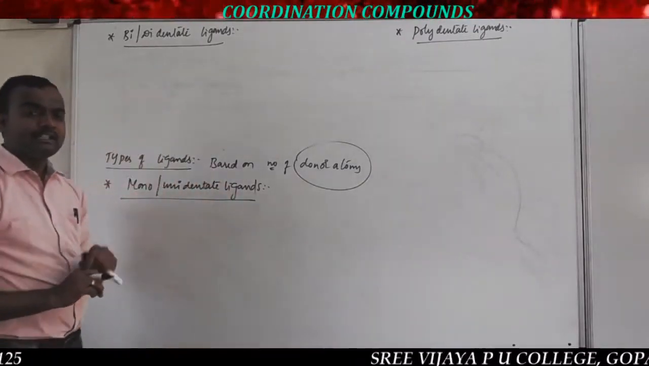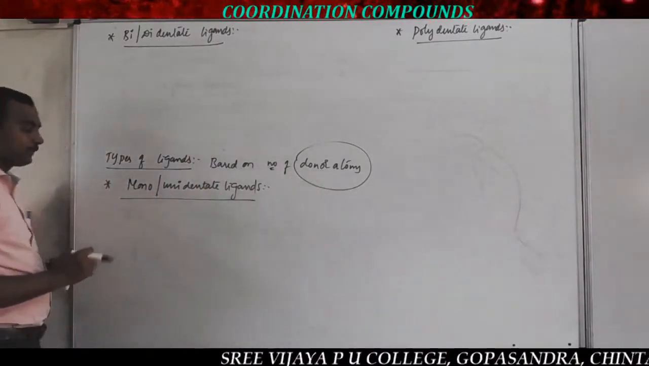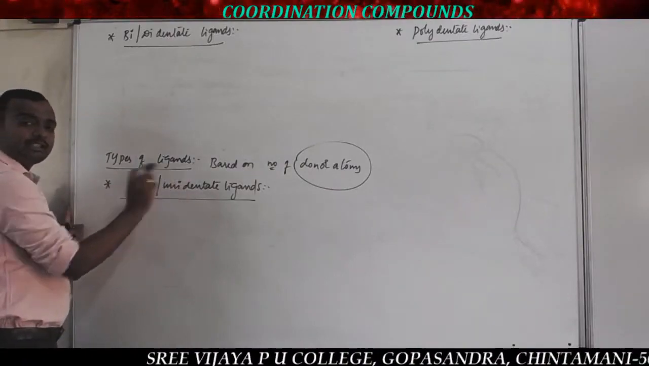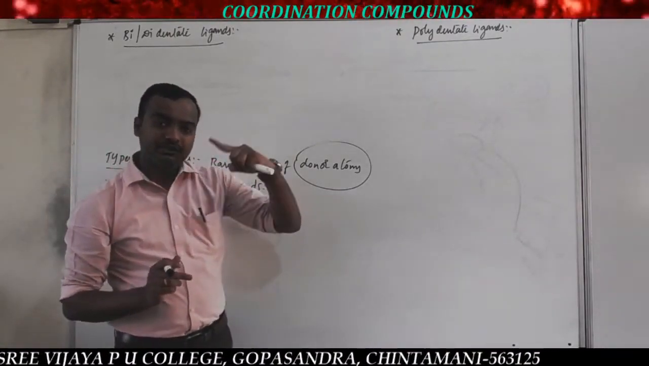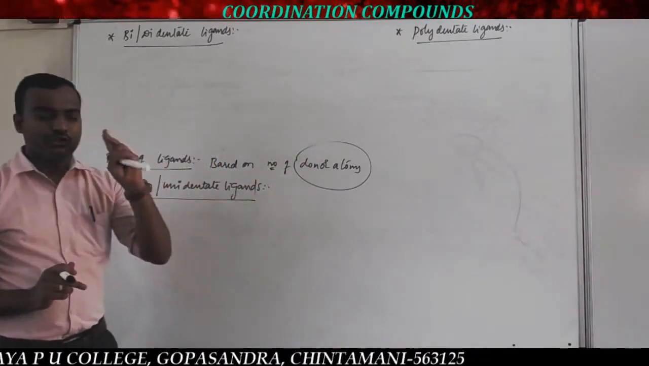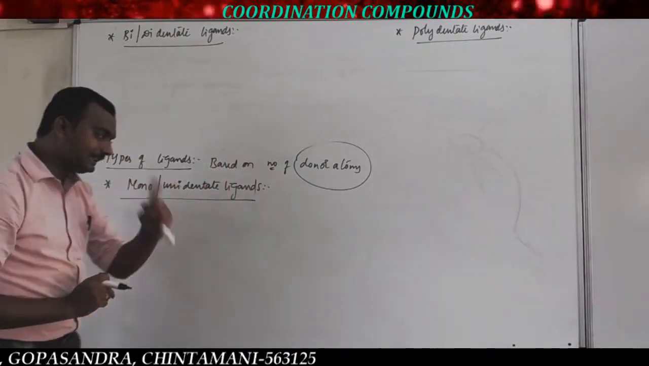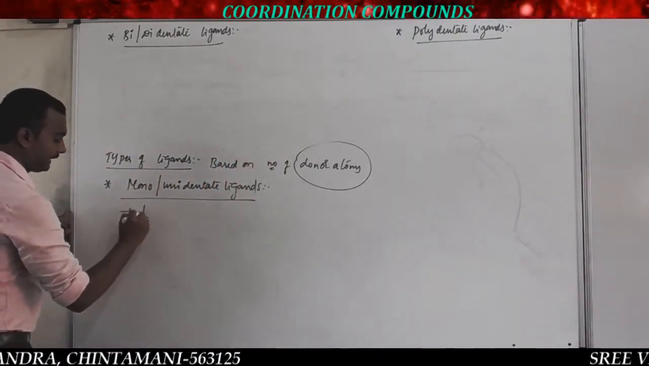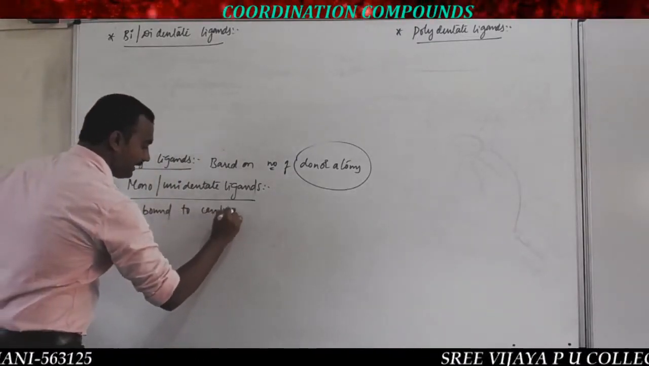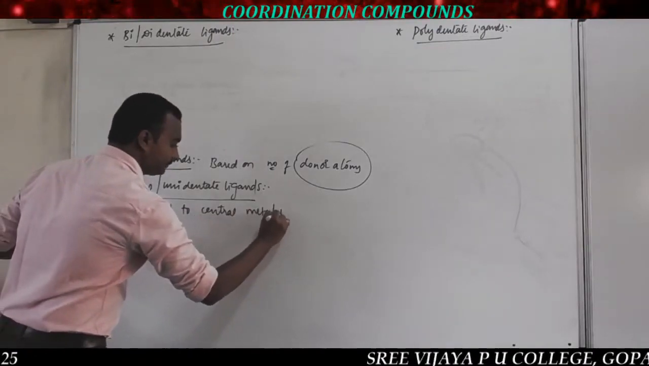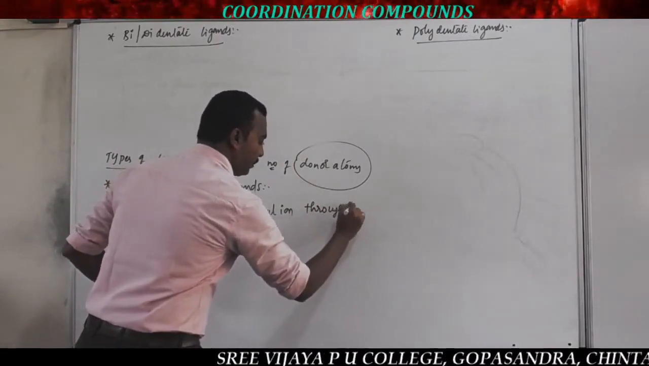Then what is the meaning? The simple way to understand is that it is based on the donor atoms. Monodentate means a ligand which consists of one donor atom and which is attached to the central metal atom through one donor atom. So one donor atom is needed, and through that donor atom it attaches to the central metal atom. Nothing but a ligand which is bound to the central metal ion through one donor atom.